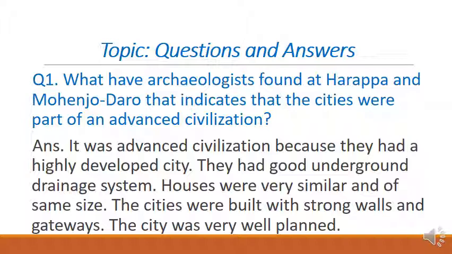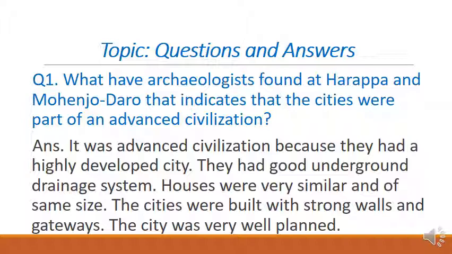So starting off from question number 1, what have archaeologists found at Harappa and Mohenjo Daro that indicates the cities were part of an advanced civilization? Why do archaeologists think that Harappa and Mohenjo Daro were advanced civilizations according to that time?